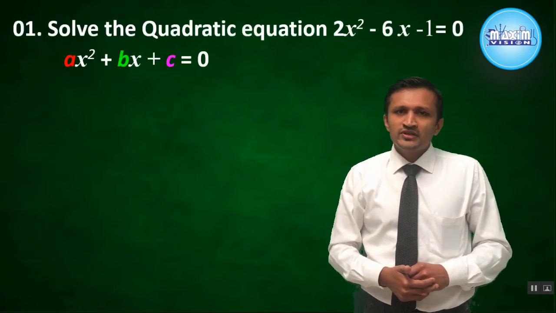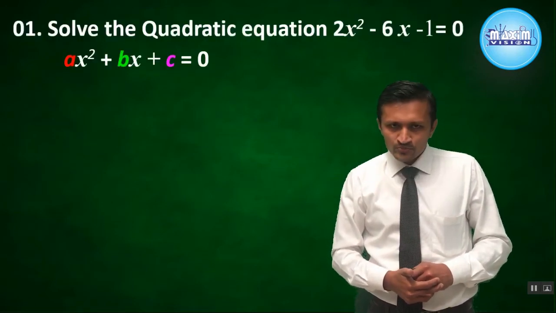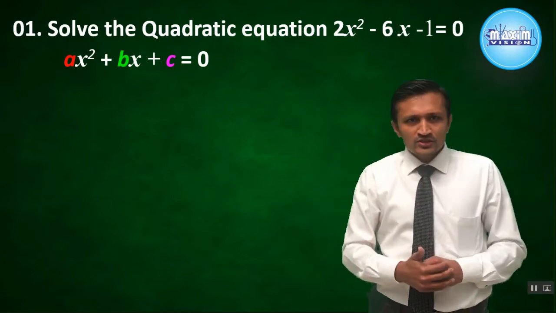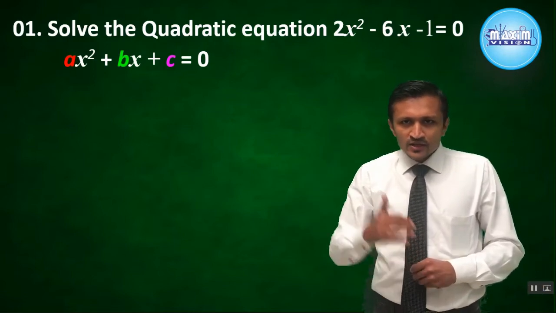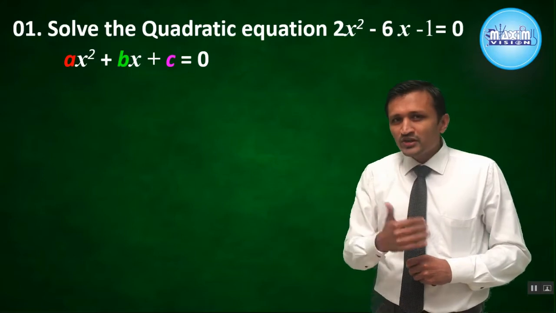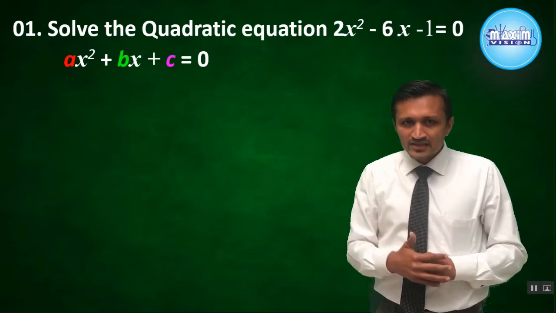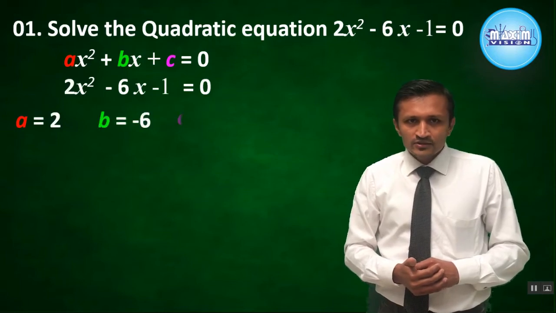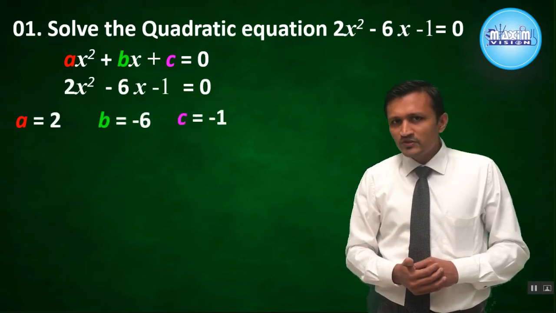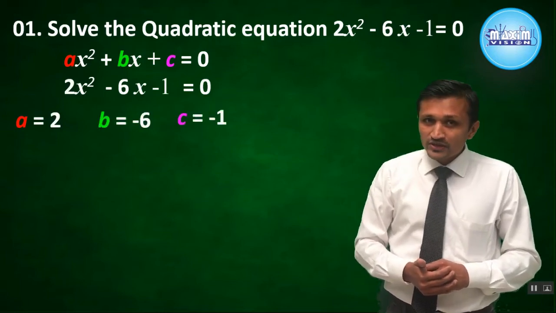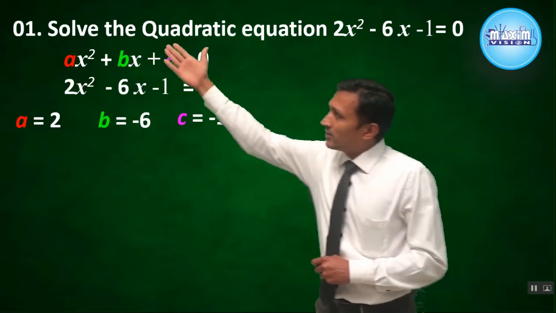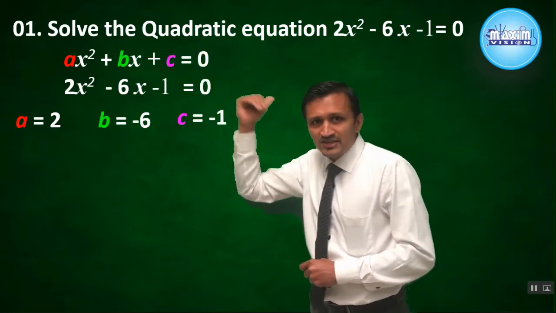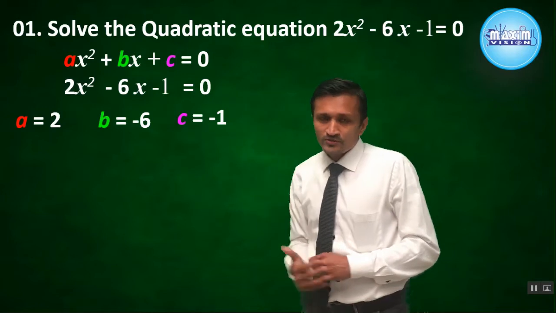2x squared minus 6x minus 1 equals 0. Let's apply this to the formula to get the answers and to verify them. Is that the same answer as the completing the square method? Here, the a value is 2, the b value is minus 6, and the c value is minus 1.